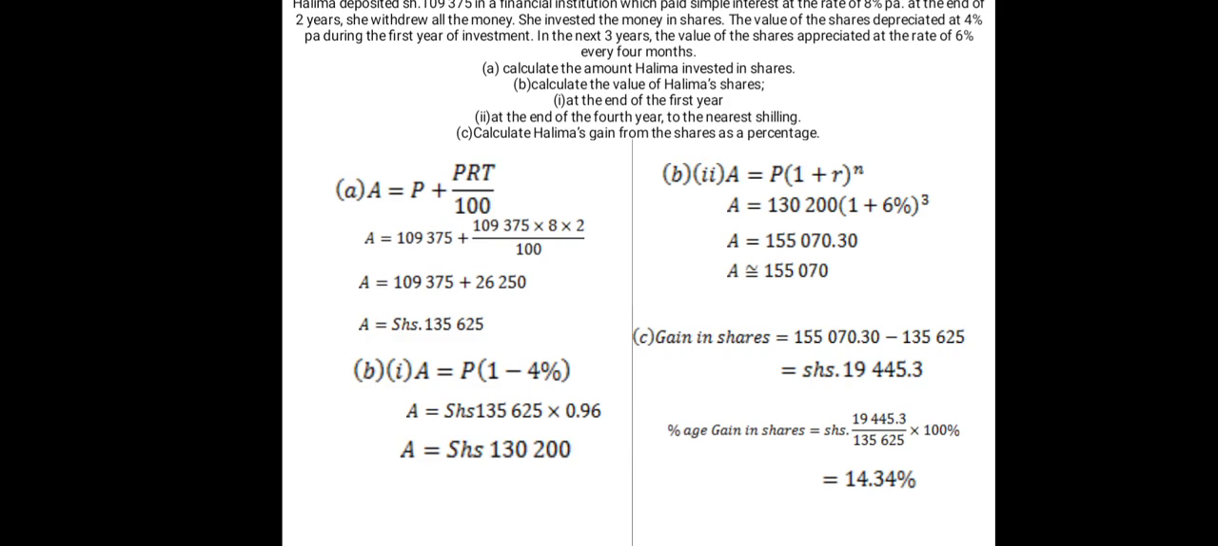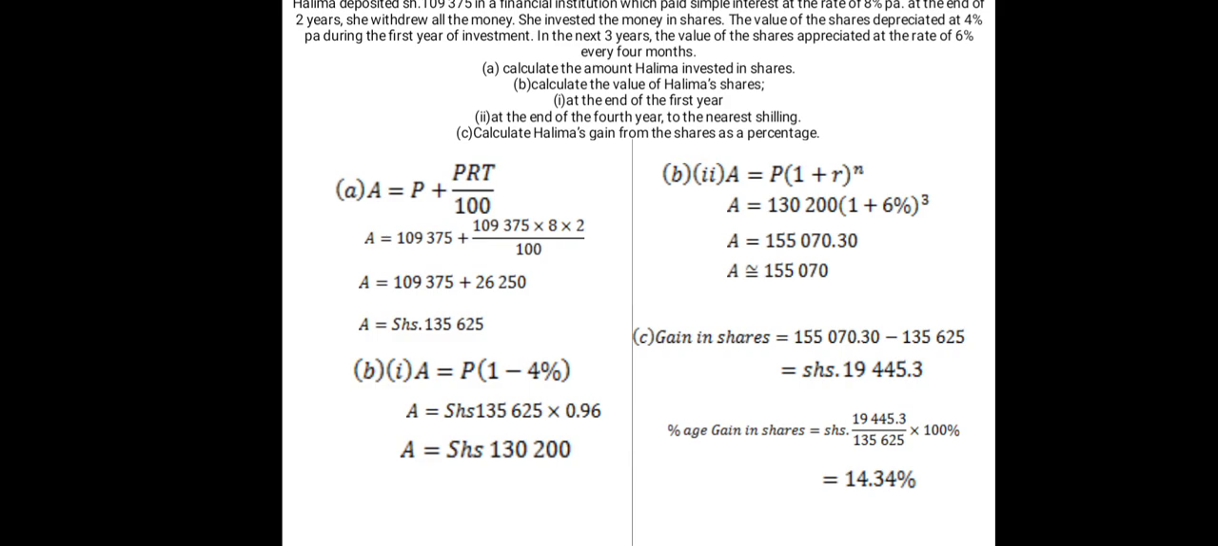the fourth year. So we start with the value at the end of the first year, then use the compound interest formula to calculate the value at the end of the fourth year, and we get the value to be 155,070 shillings.